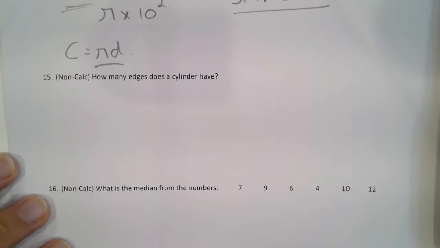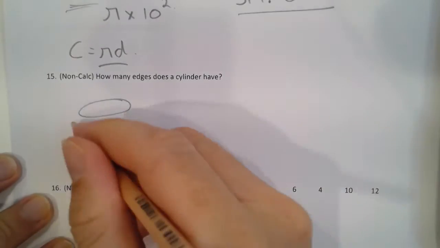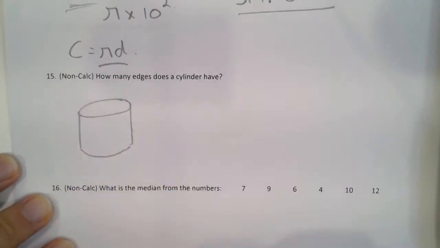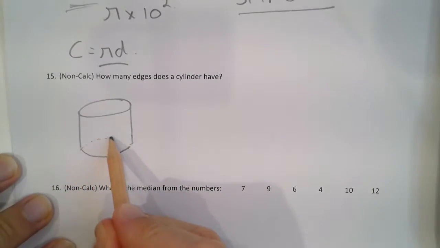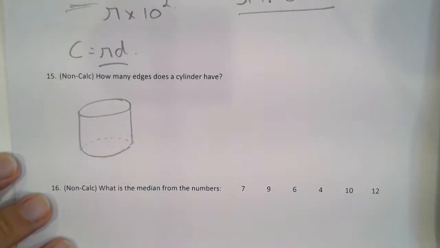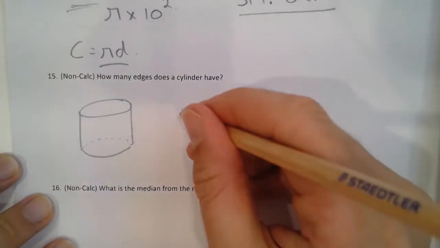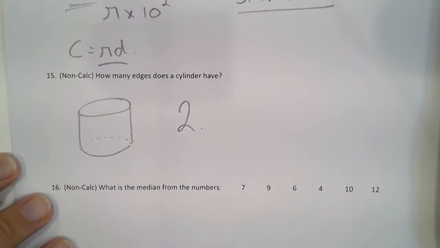15. How many edges does a cylinder have? Now an edge is something you can run your finger along. So let's just draw my cylinder. And I'll do the little dotted line. There you go, a cylinder. So you could run your finger along the top and the bottom. It has 2 edges.